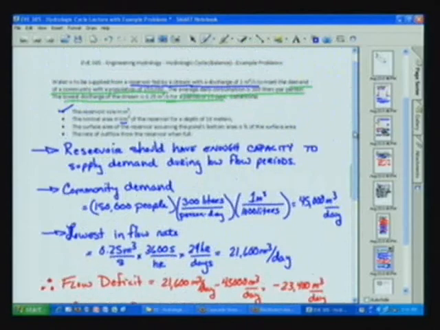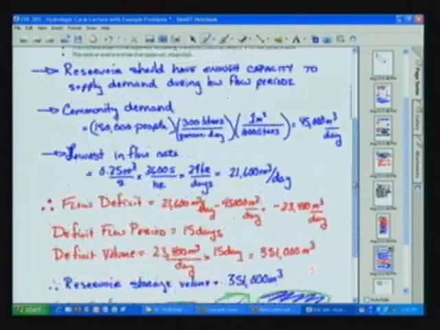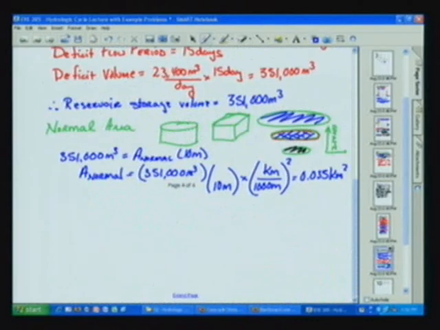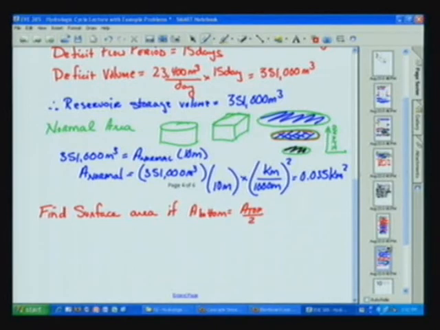Our next question is the surface area of the reservoir, assuming the pond's bottom area is half of the surface area. Okay. So let me change the colors here again. We want to find the surface area if the area of the bottom is equal to the area of the top, which is the surface, over 2.